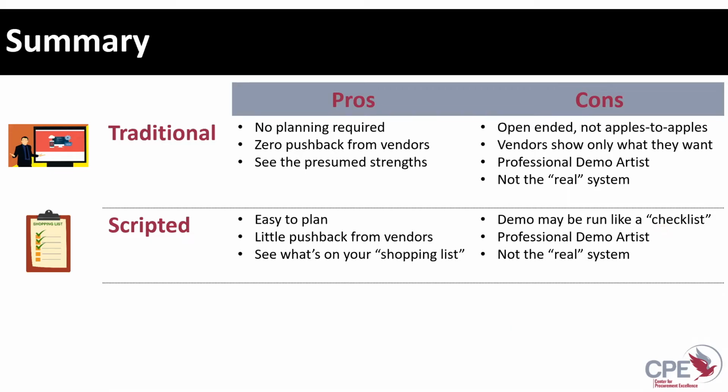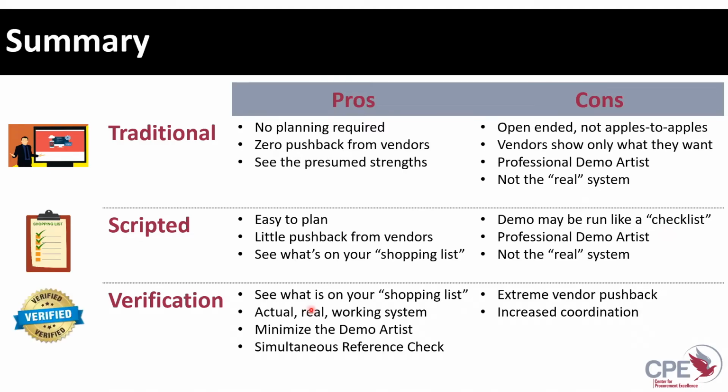And then third, of course, with our verification, you get to see really what's on your shopping list still, but it's with a real working system. Simultaneously, you're basically getting a reference check. If you're doing this with a real operating system where you have a peer going through things, it minimizes that demo artist risk, but you are going to get much more likely vendor pushback. It is some more increased coordination to make that happen. So as all things in life, doing things a different way will require some effort and some resistance as well. So that's kind of the basics.